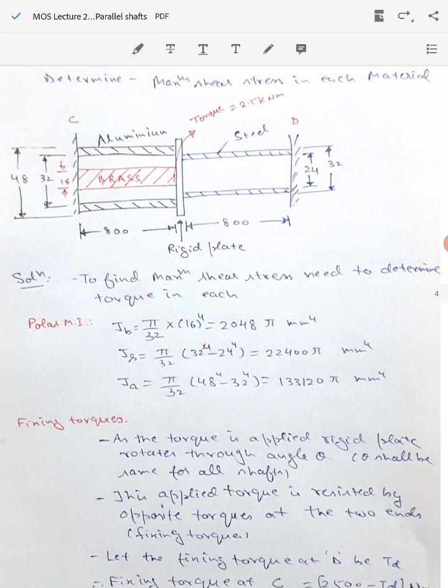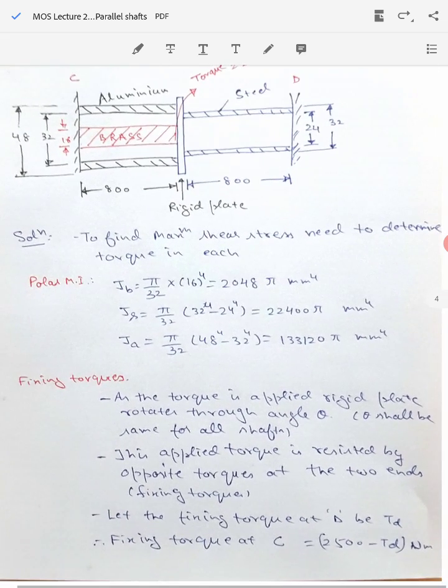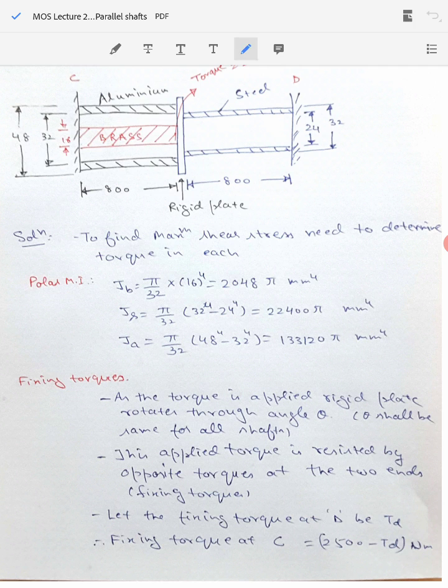First, let's calculate the polar moment of inertia for all these three sections. That is very easy. It is pi by 32 d^4 for the solid shaft, and pi by 32 times (outer d^4 minus inner d^4) for the hollow shaft. You substitute the dimensions for brass, steel and aluminum respectively, and you can calculate the values of JB, JS and JA as shown here.